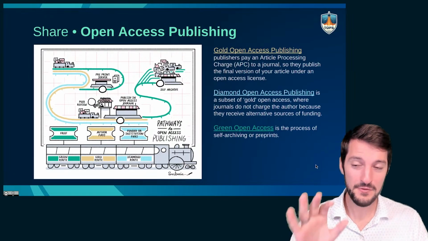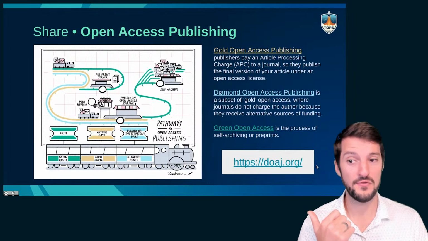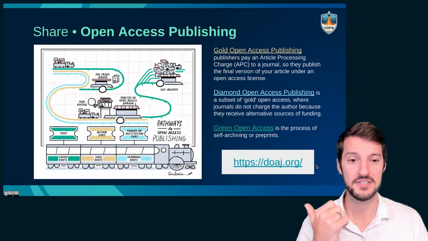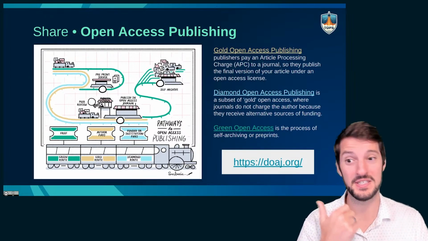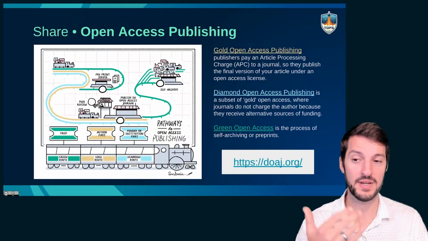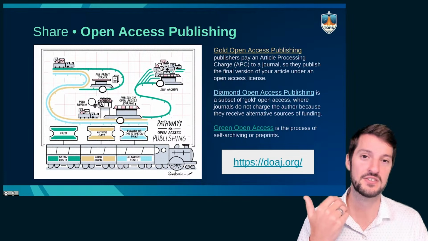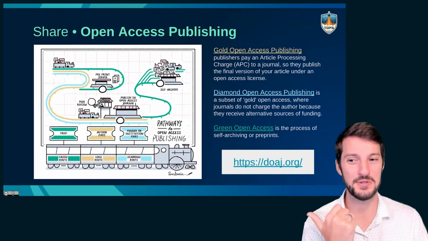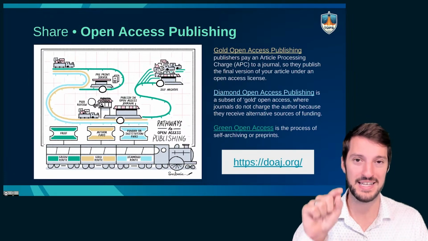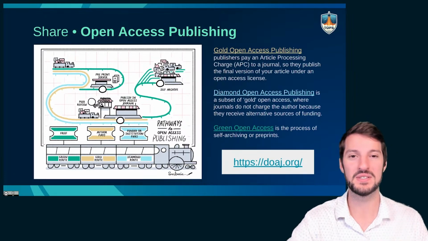So if you are curious about how to find an open access journal, I would highly recommend doaj.org. That is the Directory of Open Access Journals. This is a search engine which will find open access journals related to any search terms that you plug in, so that you can find a journal that best suits your work and ensures that your work is not just findable, but also accessible.